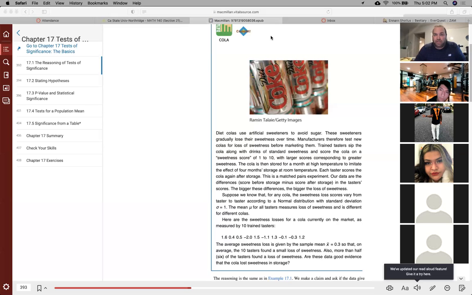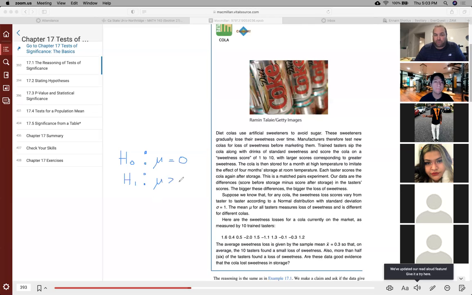So in the language of hypothesis testing, I would say that my null hypothesis is that nothing was lost, that the difference between before and after is 0. And my alternative hypothesis is that the loss was greater than 0. This is what I'm worried about, right? Did I lose too much sweetness in storage?